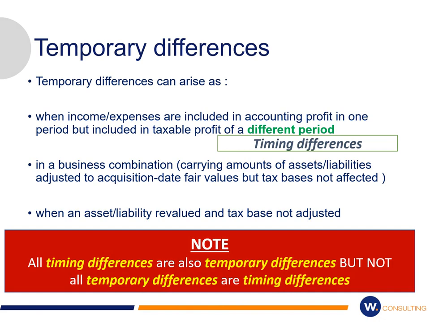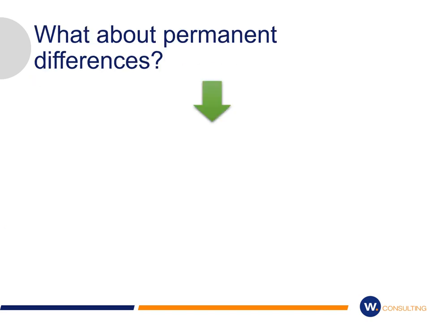Now, this often happens in practice that we use the terms interchangeably, but it is wrong to do that, because whereas all timing differences are also temporary differences, not all temporary differences are timing differences. As we've said, in the case of a business combination or an asset being revalued, those are not timing differences, and as such, they are temporary differences that are not timing differences.